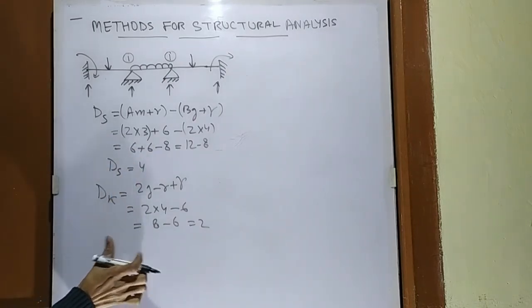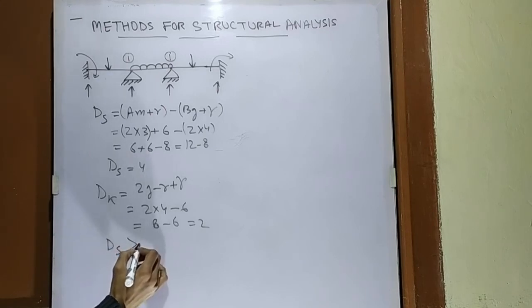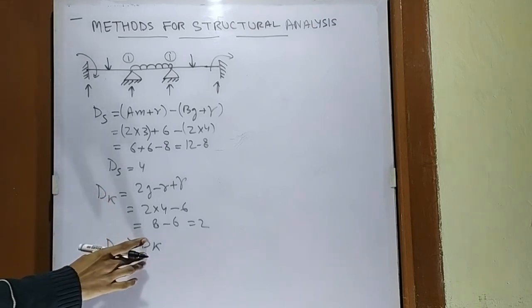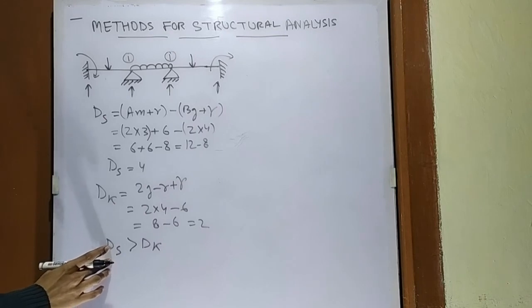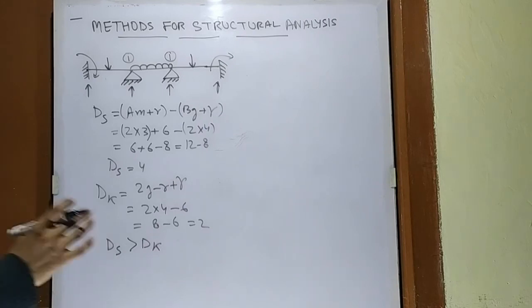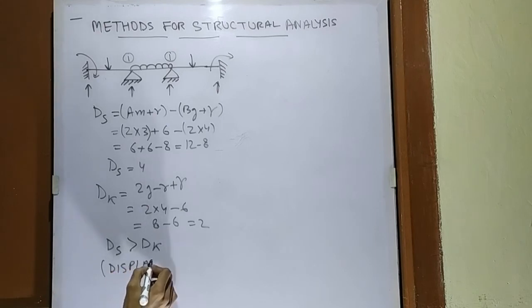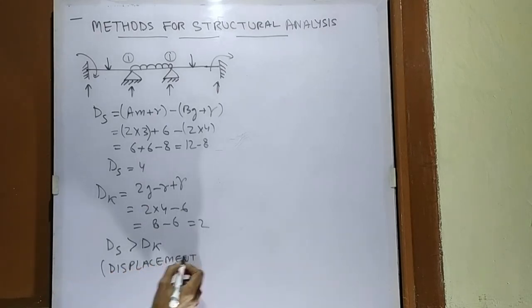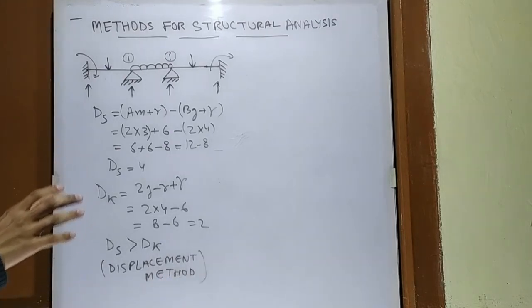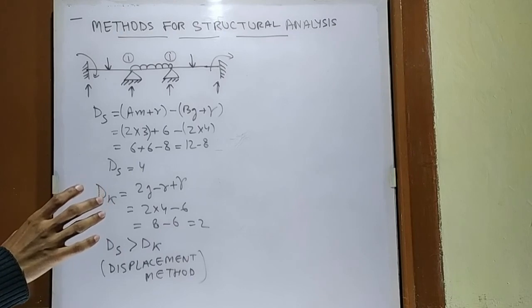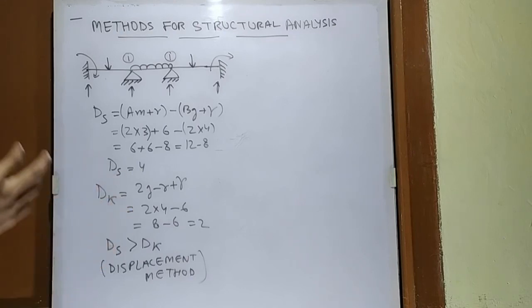So we can write that Ds is more than the value of Dk, and from here we can conclude that the degree of kinematic indeterminacy is less than the degree of static indeterminacy, which means that the number of unknown displacements is less than the number of unknown forces. So in this particular question we will go for the displacement method of analysis. Okay, so in this way we can find out very easily which method we should choose for our problem, so that we can solve the problem in minimum time and very efficiently.